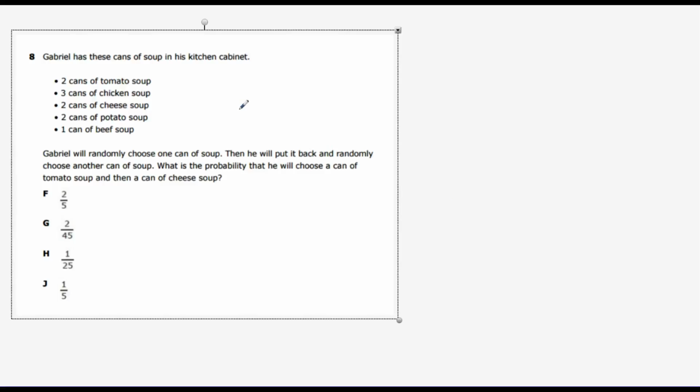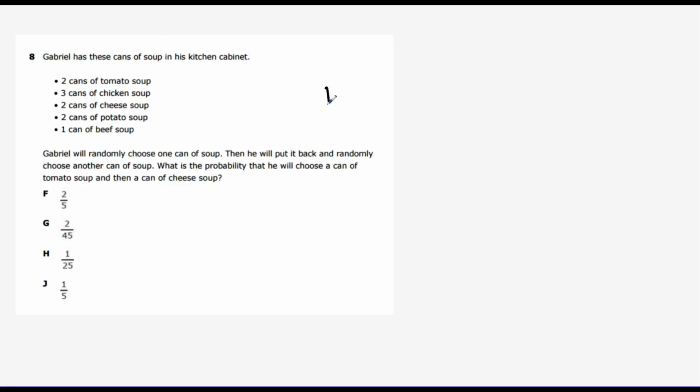Okay, number 8. Gabe has cans of soup in his kitchen cabinet. 2 of tomato, 3 of chicken, 2 of cheese, 2 of potato, 1 of beef. He randomly chooses 1, puts it back. You know why he put it back? Because these are all sad choices. And then he randomly picks another one. What is the probability he will choose tomato and then a can of cheese?